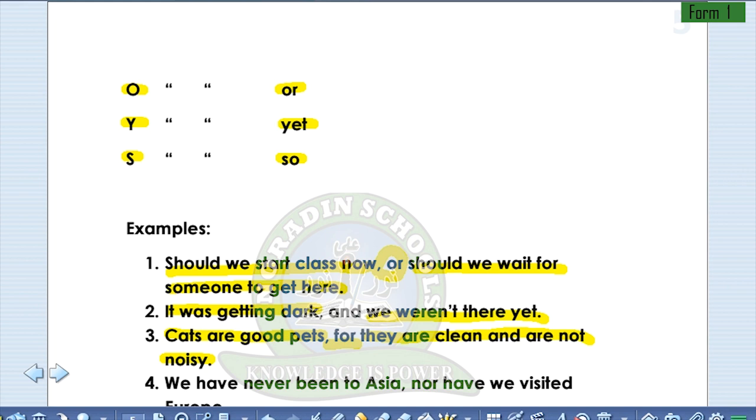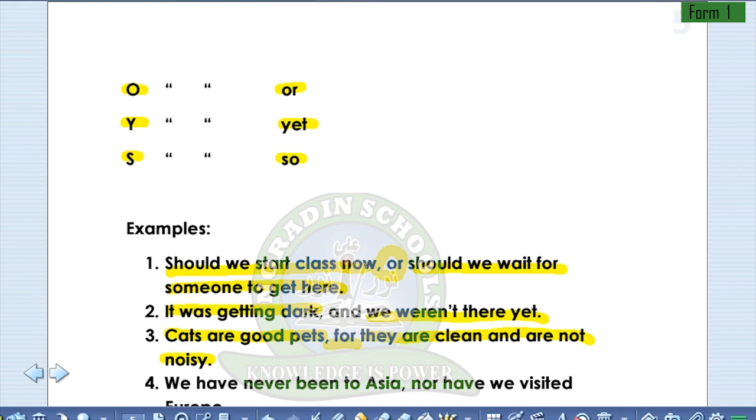For, as I mentioned earlier, is used instead of because. It's reason. So, cats are good pets, because they are clean and are not noisy. So the word for is interchangeable with the word because. Now we join these two simple sentences with the help of the coordinating conjunction for.